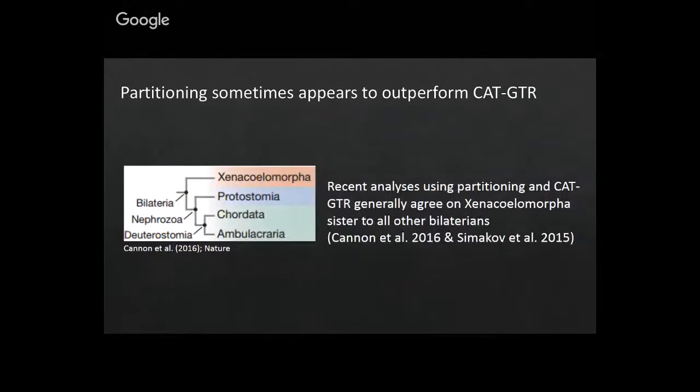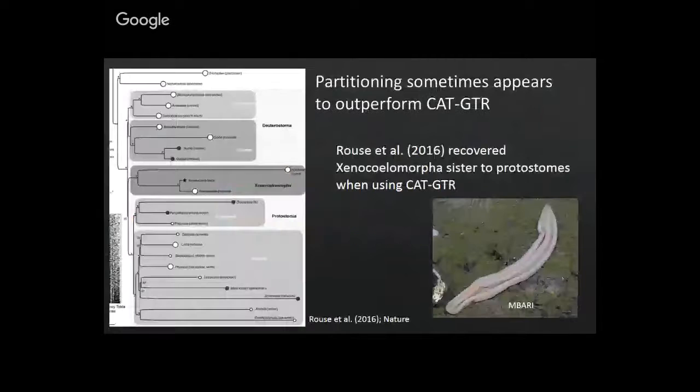There's also been some disagreement with CAT-GTR in regard to the placement of Xenacoelomorpha. So two recent papers, two really nice papers, one by Johanna Cannon and others that came out in 2016, and another one by Simakov and others in 2015, with partitioning and CAT-GTR recovered Xenacoelomorpha as the sister lineage to all other bilaterians.